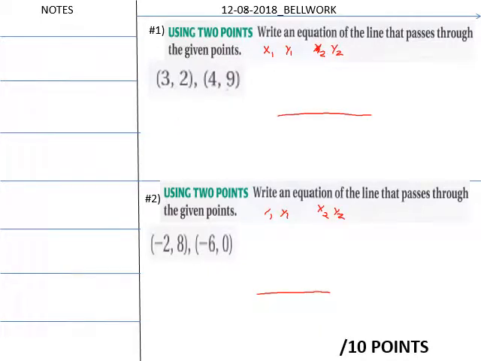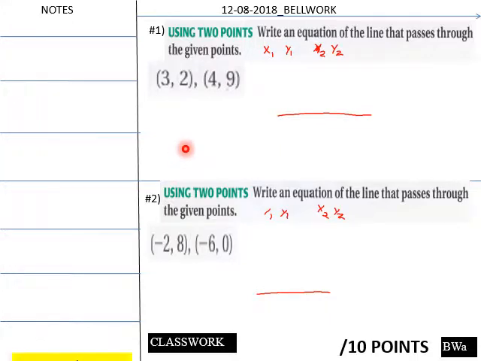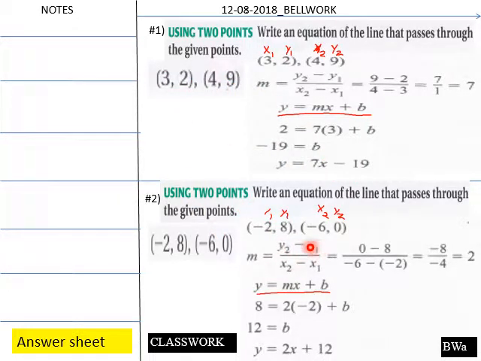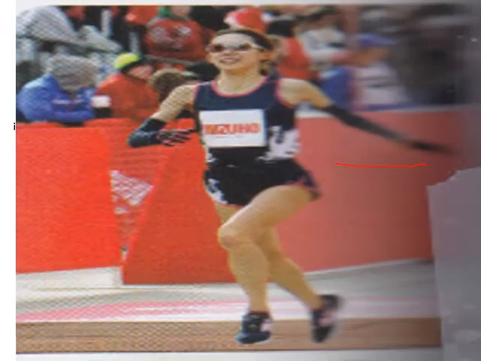Okay, welcome back. We're going to get the solutions now to our bell work. Students, check yourself here. Here is the first bell work. We find the slope, then we plug it into y equals mx plus b with one of the points, and there is your equation of this line. Same thing down here: find your slope and then plug in one of the 2 points into it and you'll find your equation of this line.